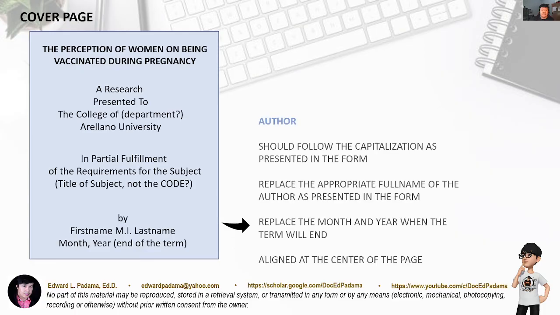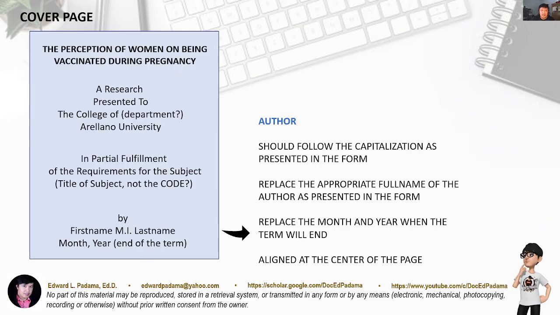The last part is what we call the author. The author includes the following. So I'll read from the description on the right side. Should follow the capitalization as presented in the form again. So first name, the first letter should be capitalized. MI is middle initial. Do not write the middle name. Just the middle initial or initial letter of your middle name. And then the last name, again, the first letter of the last name should be capitalized.